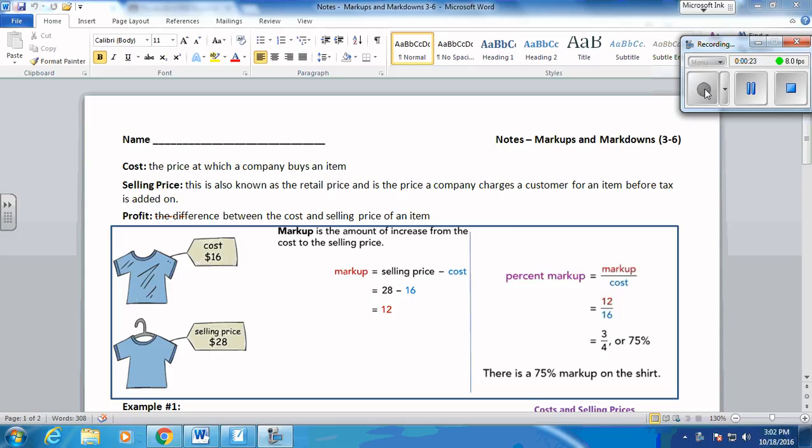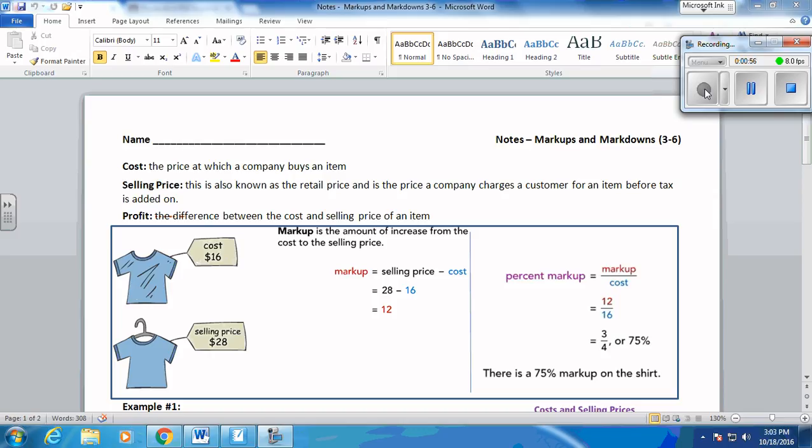Again, we talked about these in class briefly. They are the cost, which is the price at which a company buys an item. The selling price. This is also known as the retail price, and it is the price a company charges a customer for an item before tax is added on. If you ever look at a price tag on clothes, sometimes they say MSRP. That stands for manufacturer suggested retail price. So that's, again, selling price. And profit is the difference between the cost and selling price of an item.